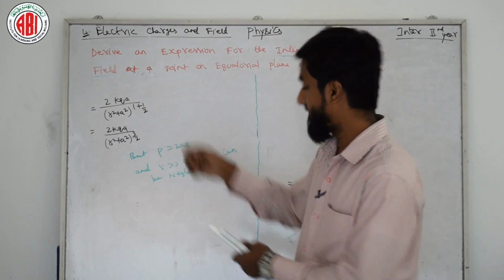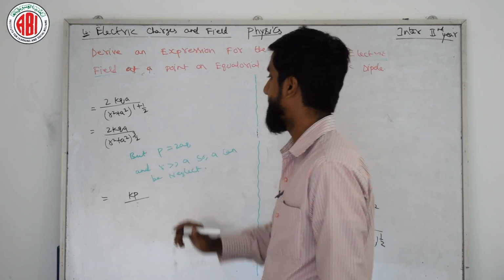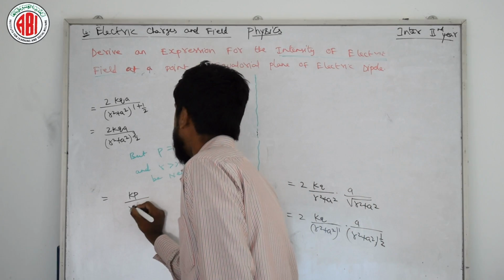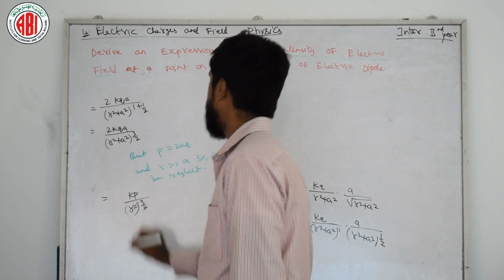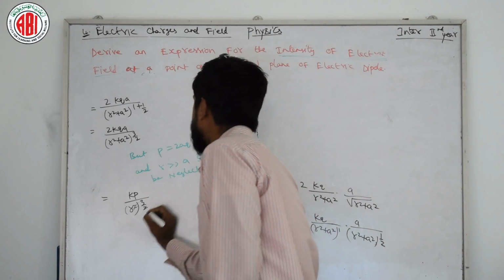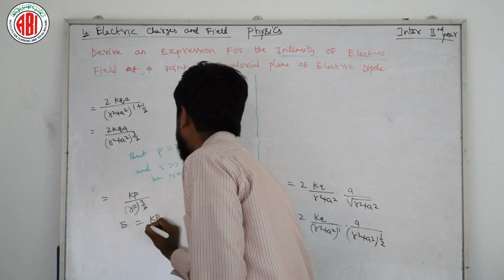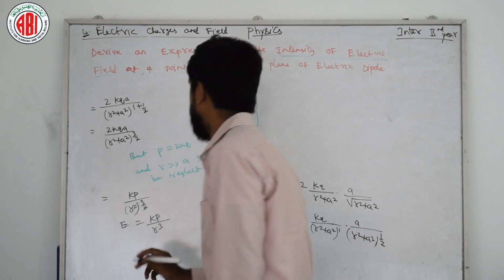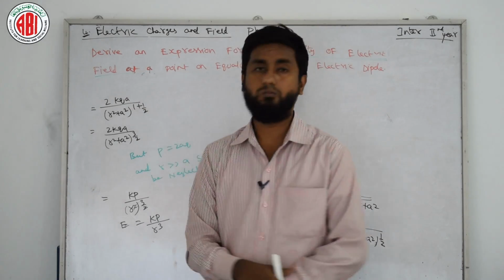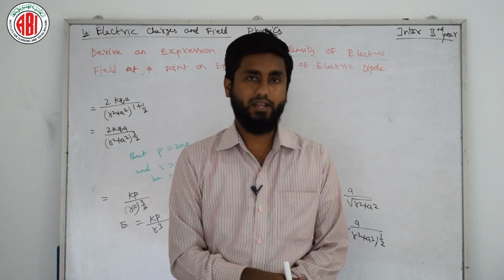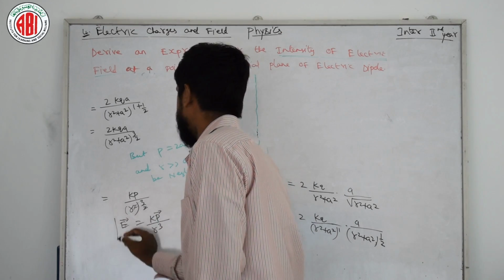So this value becomes kp. Why kp? In place of 2aq we wrote p, by r square whole power 3 by 2. This 2 and this 2 get cancelled. So we remain with E equals kp by r cube. So this is the intensity of electric field at a point on the equatorial plane. As this is a vector quantity, we are marking it with a vector sign, isn't it?